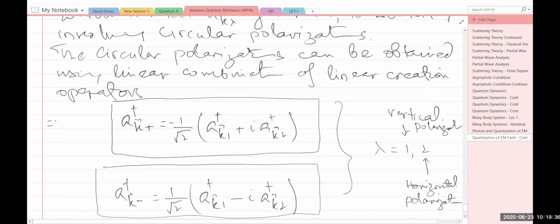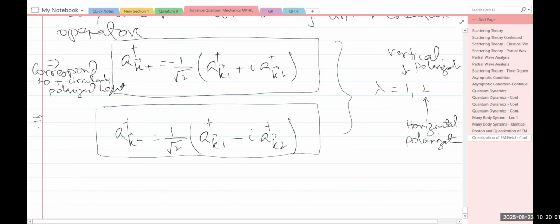So this would correspond to plus circularly polarized light, and this would correspond to minus circularly polarized light.